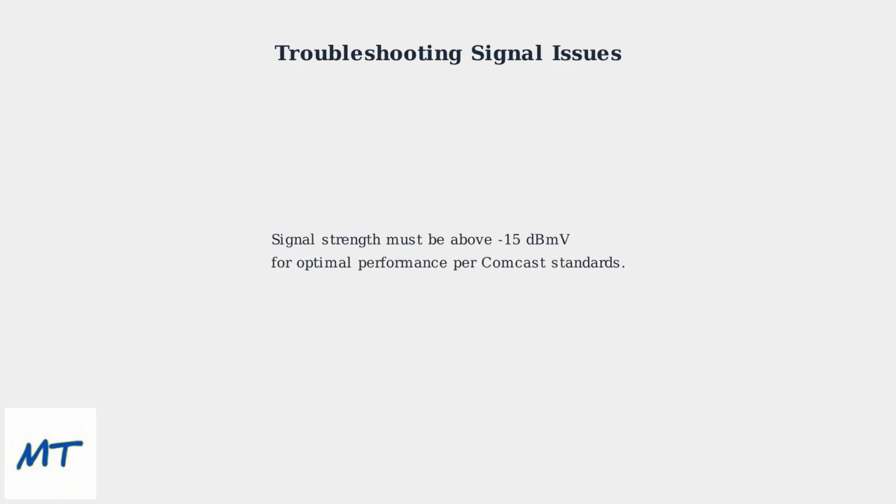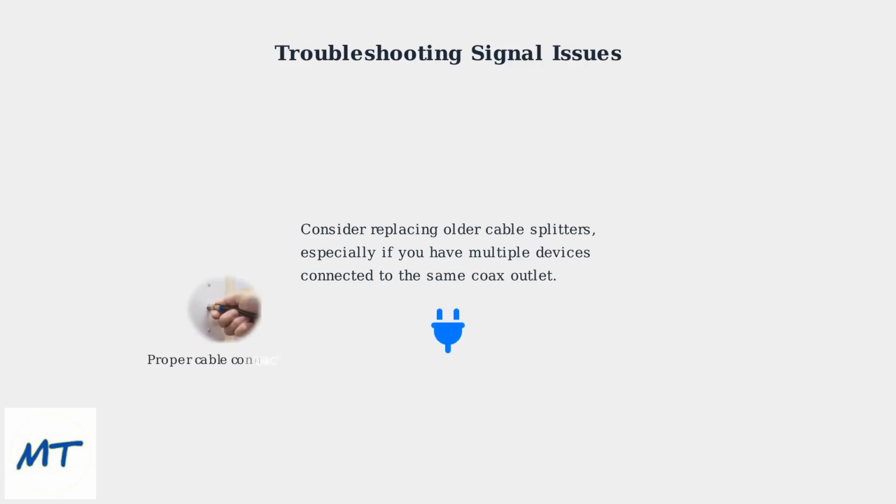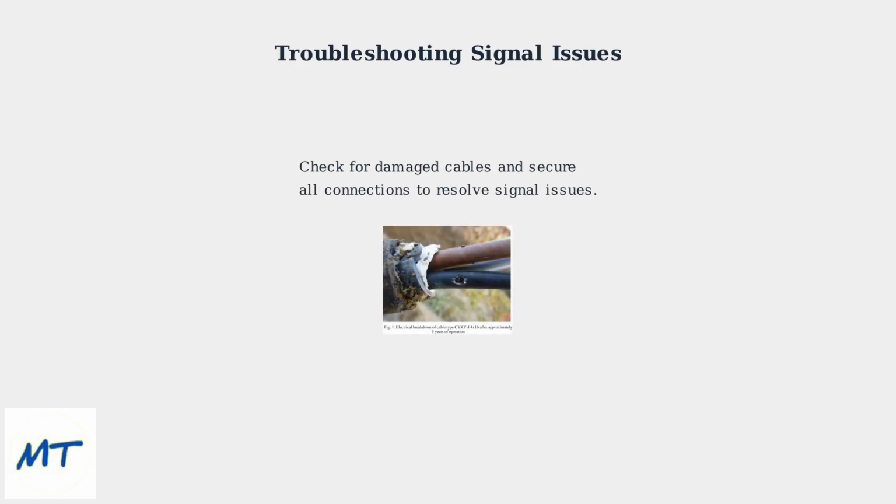Signal strength must be above 9 to 15 dBm for optimal performance per Comcast standards. Interference from nearby electronics or wireless deployments can degrade the signal. Consider replacing older cable splitters, especially if you have multiple devices connected to the same coax outlet. Ensure all connections are secure and cables are undamaged. Always inspect cables for damage and ensure secure connections. If issues persist, contact Xfinity support.